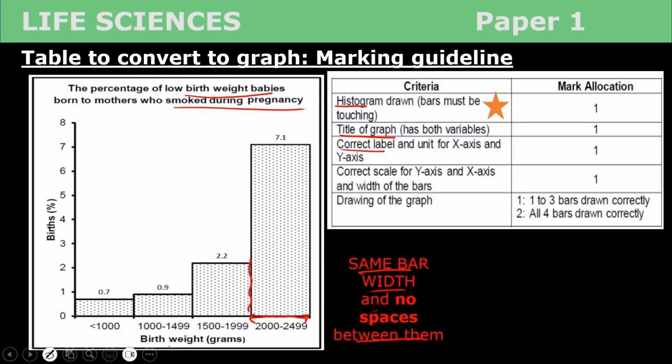Correct labels. Here's my label on the x-axis, label on the y-axis. And you have the units as well. Correct scale on the x and the y-axis. You can see here the spaces are equal. And then, is your bar drawn correctly? If all the bars are correct, you get 2 marks. Right? If 1, 2, 3 are correct, you get a mark.